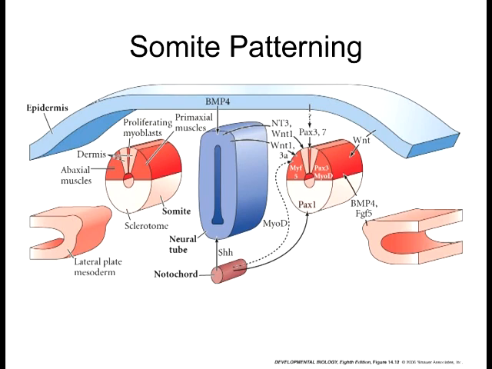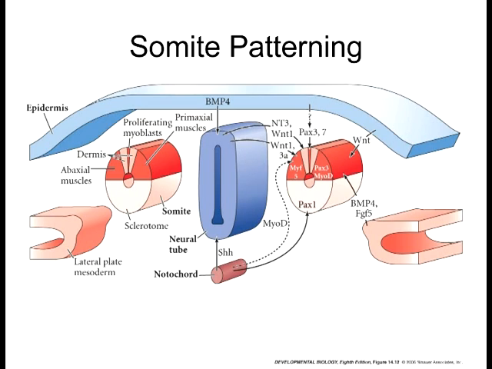Now, here's what happens. Initially, the outer layer of the somite is epithelial, and the inner layer is mesenchyme cells. But in the induction process, eventually these epithelial cells will become mesenchyme again, and they'll migrate out to where they need to go. You know, they'll undergo their gastrulation movements. So here's what happens: the notochord induces the sclerotome to form, mainly by sonic hedgehog.